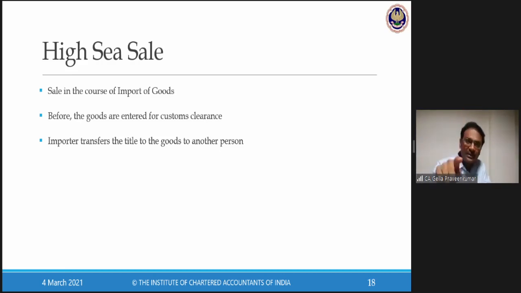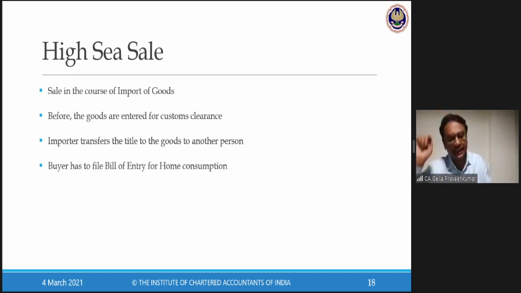Now, the difference between this example and the previous example. In the previous example, the goods have entered into the bonded warehouse. I've kept them in the bonded warehouse. I've been playing with the goods in the bonded warehouse. Now here, I don't do any bonded warehouse. Before it reaches my customs frontier, I have transferred the title to the goods. So when the goods are in the high seas, that is beyond the 200 nautical miles, it has not hit my territorial waters. That is the point in time where I'm transferring the title to the goods.